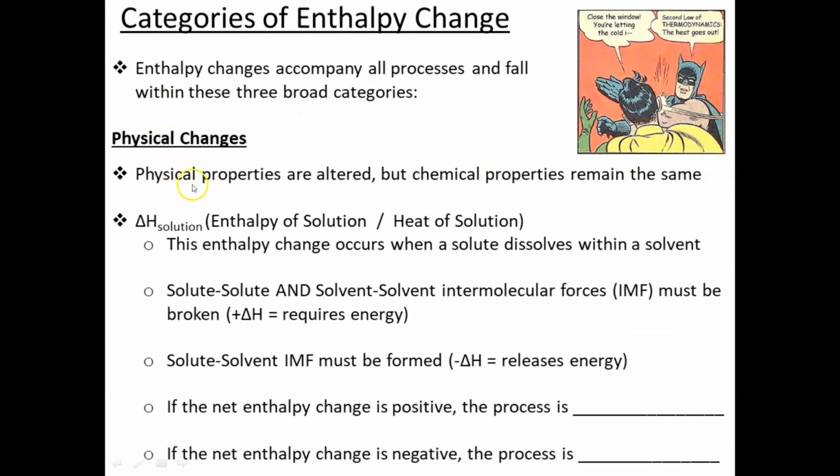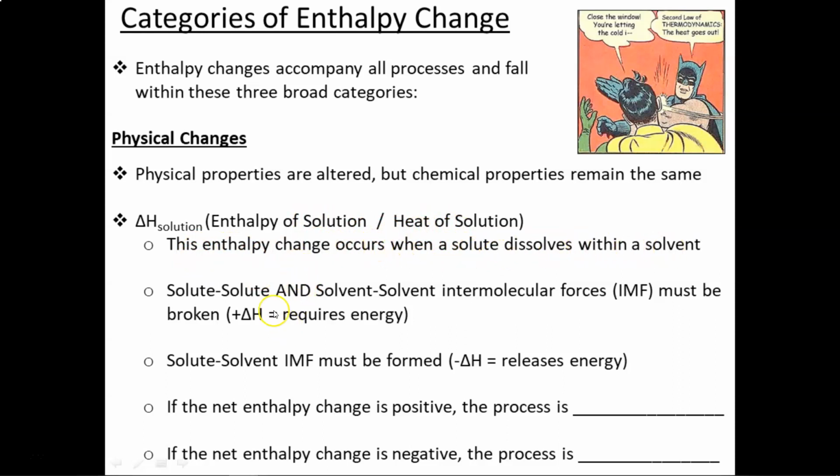During a physical change, the physical properties are altered, but the chemical properties for the substance remains the same. A common example is delta H solution, so the enthalpy of the solution. So instead of saying delta H solution, typically they'll pronounce it as enthalpy of solution or heat of solution. It doesn't matter which term you use. In the end, we're just talking about the enthalpy change that occurs when a solute dissolves within a solvent.